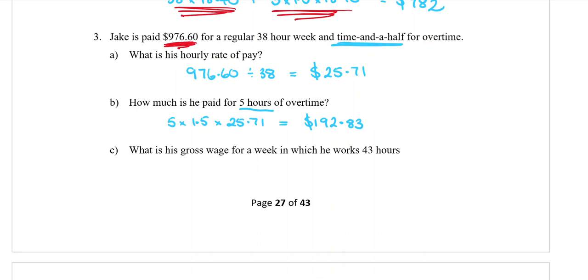Part C, what is his gross wage, which means his total wage, for a week where he works 43 hours? So remember that he worked 38 hours and got paid the $900 and whatever dollars. Then he did an extra 5 hours of overtime. 38 plus 5 does make the 43. So all I'm wanting to do here is add together the two types of pay. He had $976.60, which was his normal pay. And then I worked out that he got $192.83 in overtime. That is a total of $1,169.43.